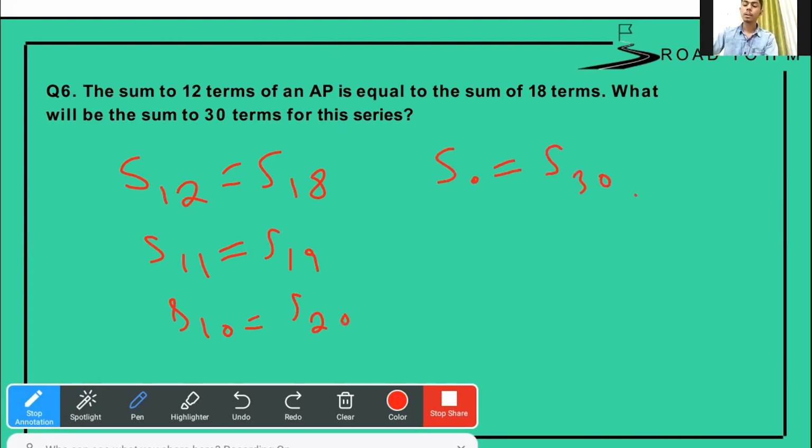And all of you might know, there is no concept called zero term, or you can say the sum of zero terms of an AP is obviously 0. So S30 is equal to 0. That's it. Awesome.